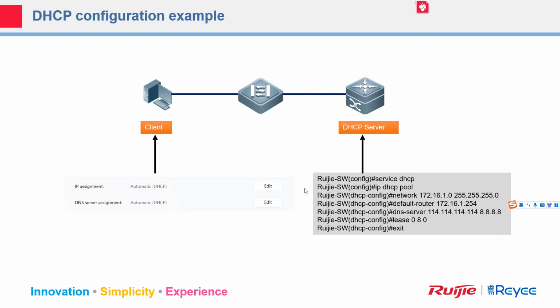So how to give the gateway? The command is default-router 172.16.1.254. Of course, pay attention. In your network, you must have an IP address on the network device, like a layer 3 switch or maybe a router, to have an IP address for this one. Otherwise, the client also cannot work.